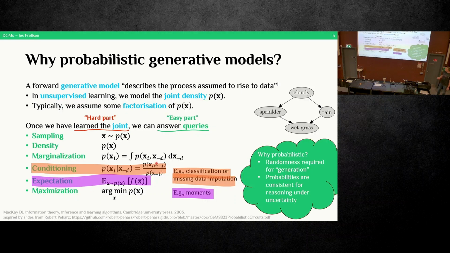What about the probabilistic part? Well, there are two reasons why we want probabilistic generative models. One is that we want to be able to generate afterwards, and if we want to generate, then we need some sort of randomness in there. The other reason is that probabilities give us a consistent framework for doing reasoning under uncertainty. So once we learn the joint distribution, we can do all this type of reasoning. But the main thing here is that we're able to do sampling.